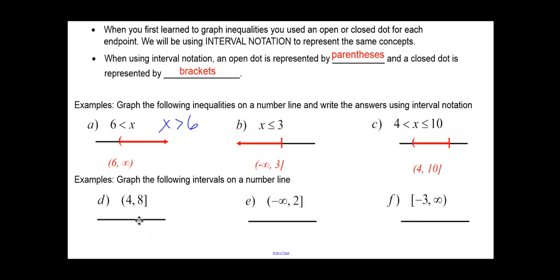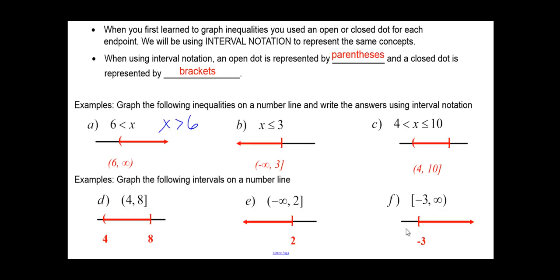In letters D, E, and F, we want to graph the intervals on a number line. The first interval does not include 4, but it does include 8, and it's all the stuff in between. So we would have a parenthesis on 4 and a bracket on 8 and shade the stuff in between. Letter E says everything less than 2, and it also includes 2 because it has a bracket. So we have a bracket on positive 2 and everything to the left.